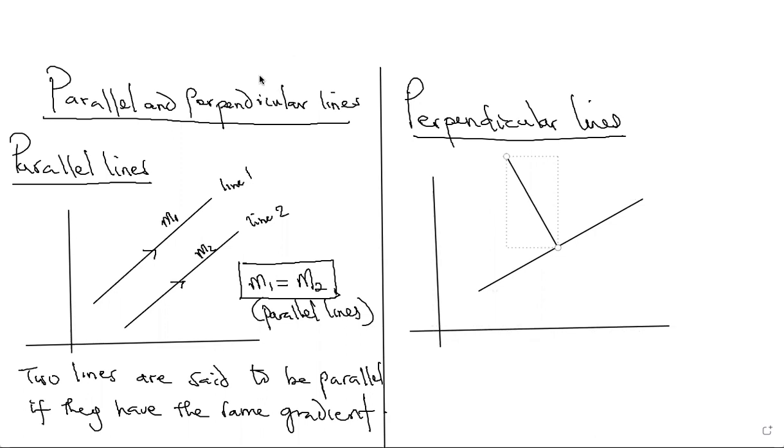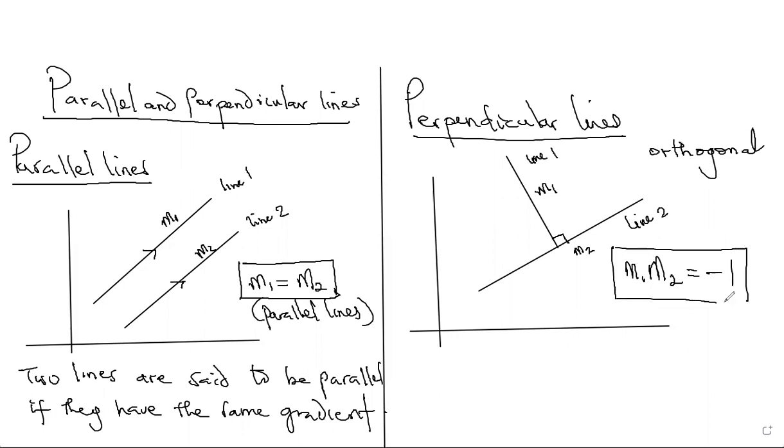So if this is line 1 and this is line 2, these two lines are perpendicular if they meet at a right angle. They are said to be orthogonal. So that's another way I can refer to them. They are said to be orthogonal to each other. So what is the condition for these two lines to be perpendicular? If this line has a gradient of m1 and this line has a gradient of m2, it means that the product of the gradients, m1 m2, must be equal to -1. So that's the condition for the two lines to be perpendicular.